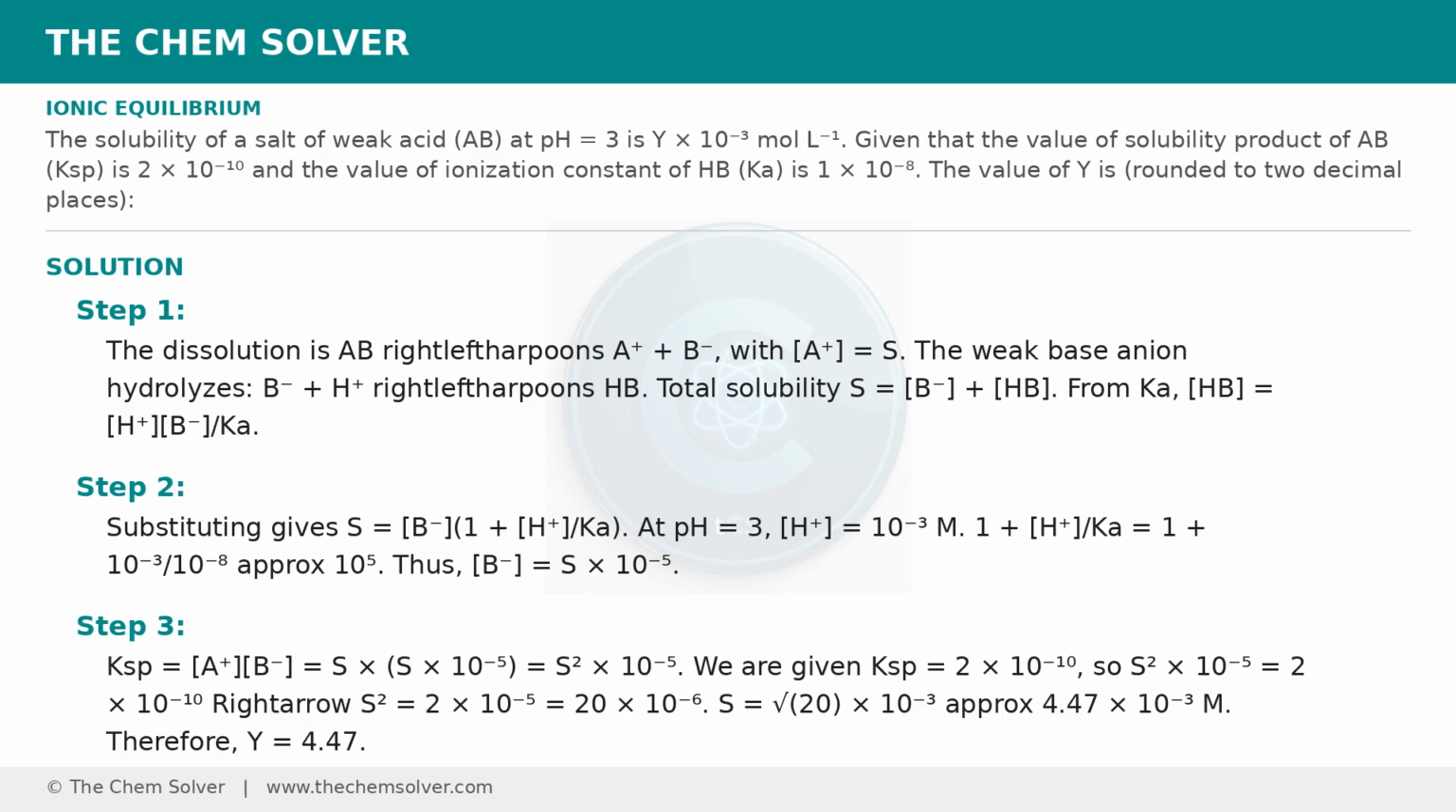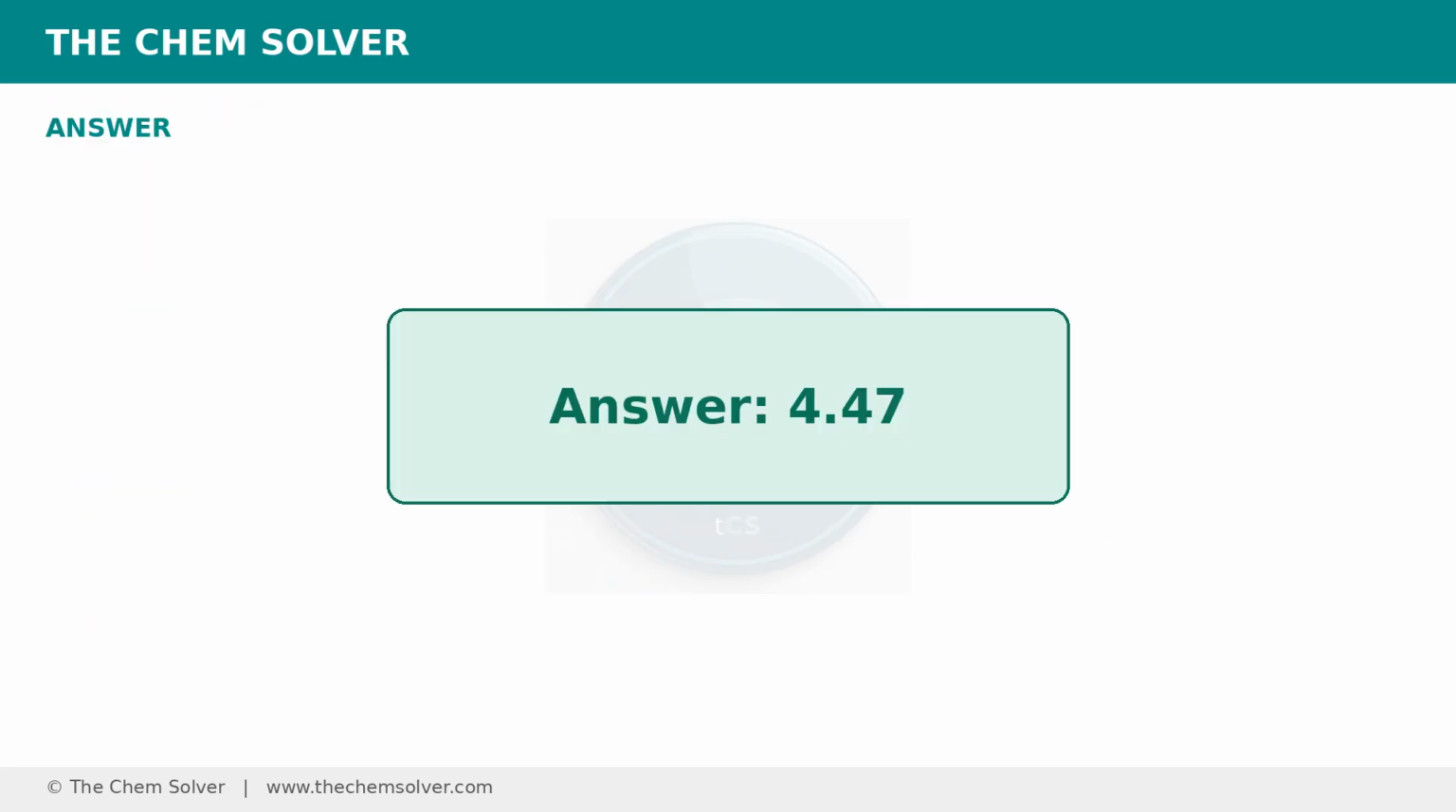S equals square root of 20 times 10⁻³, approximately 4.47 times 10⁻³ M. Therefore, y equals 4.47. The answer is 4.47.